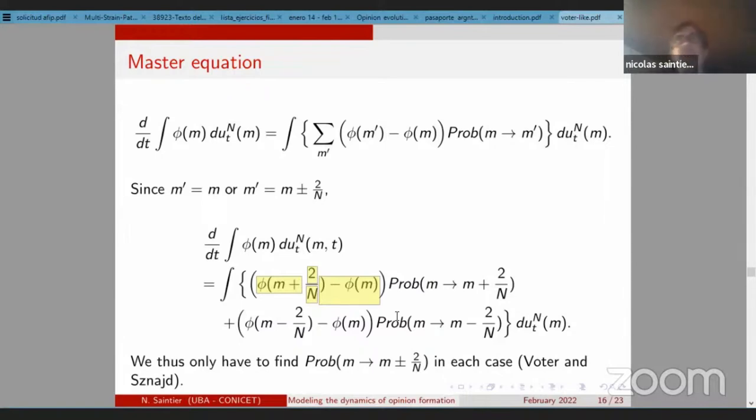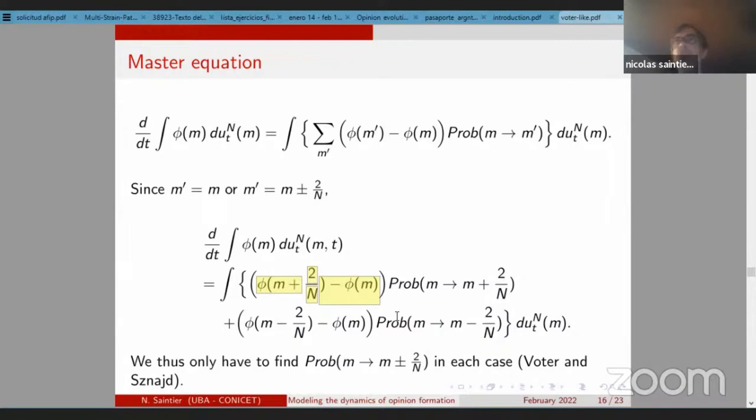And we will see that we'll get at the end a diffusive equation for the voter model and a first order transport equation for the Snatch model, right? And this process will be very useful on Friday.